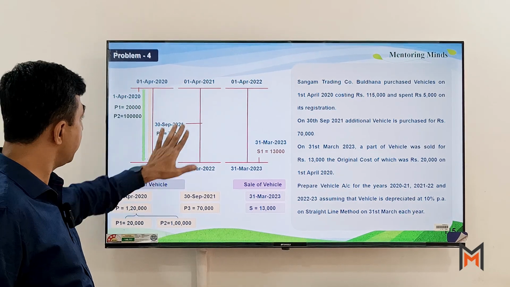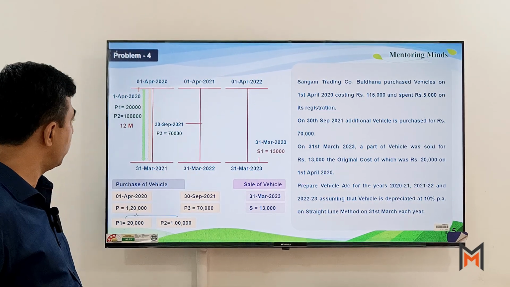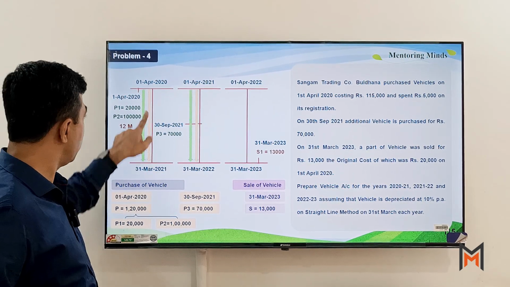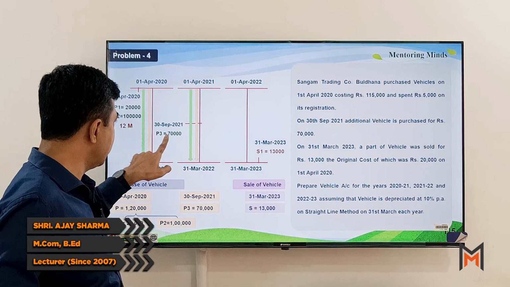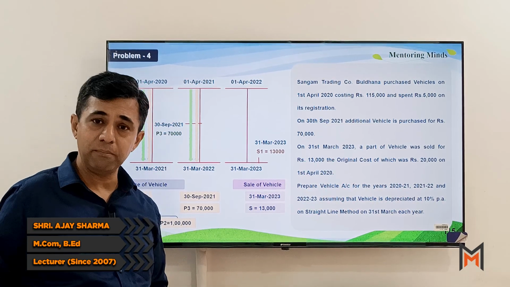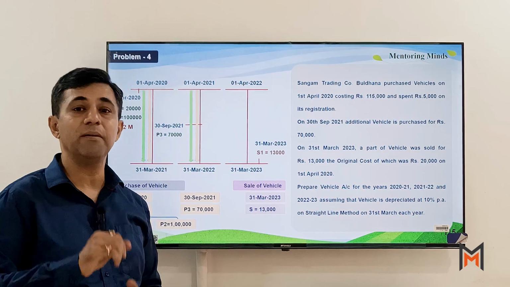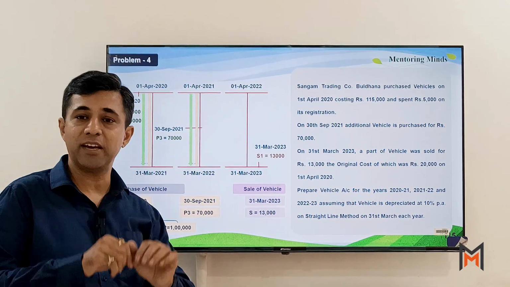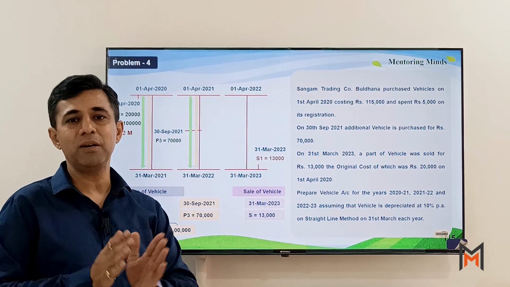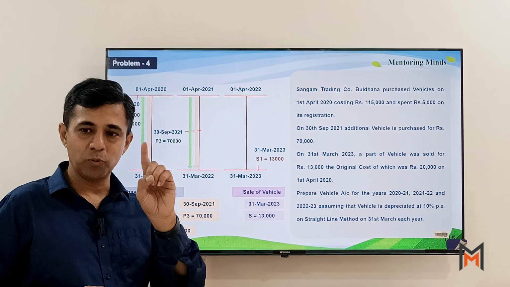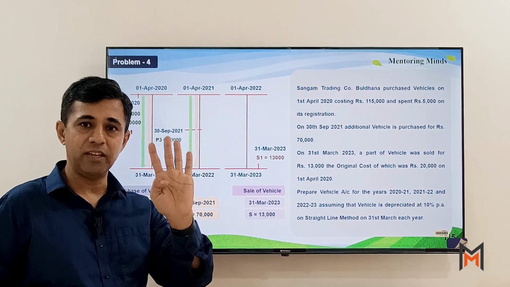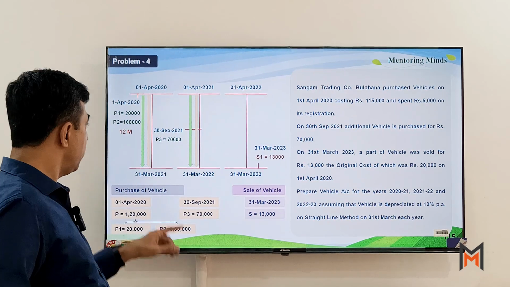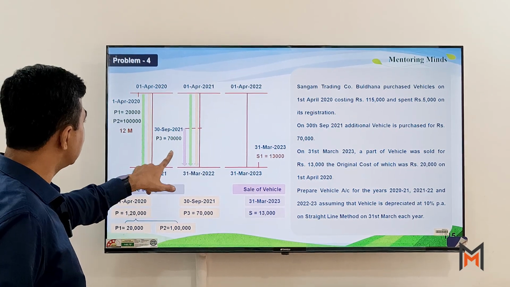In the second year we are utilizing the first asset for 12 months. The second asset also we are utilizing for 12 months, and the third asset we purchased on 30th September. Now, if we count from September to March, on 30th September we are purchasing, so obviously September month we will not consider. So October, November, December, January, February and March, how many months? 6 months. So we will charge depreciation for 6 months.